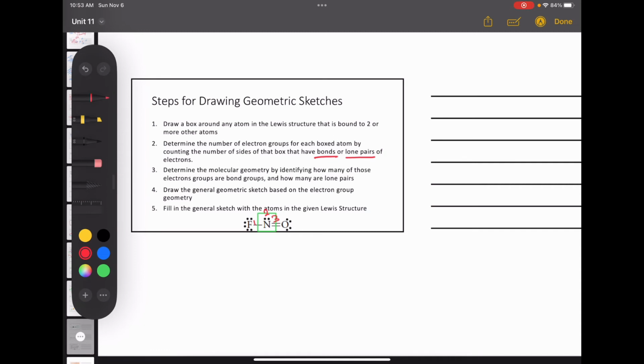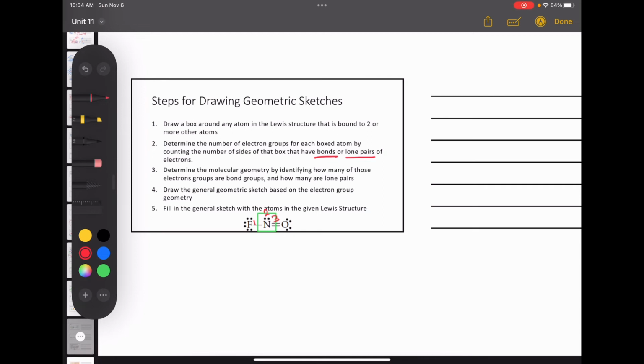The double bond, again, counts as one single electron group. We don't count that as two. Same thing with the triple bond. I don't want you to be confused with that. So we have 1, 2, 3 electron groups.